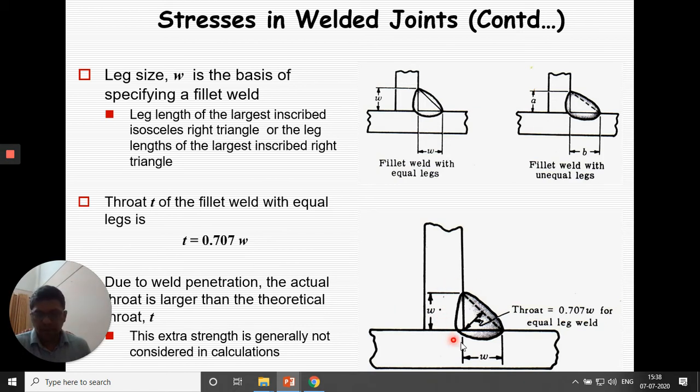But in the actual scenario, due to the weld penetration, the welding will actually penetrate into the base plates. So in that condition, the throat length will be actually higher than the theoretical value. But this normally we will not consider for the stress calculation.